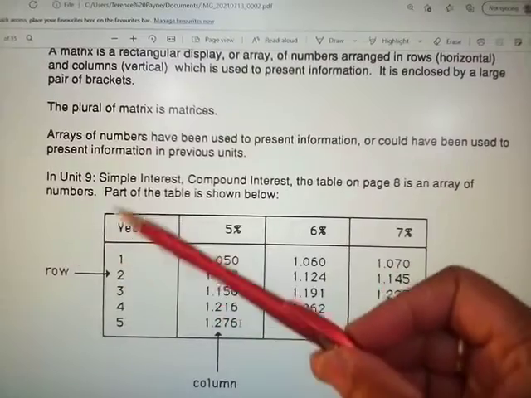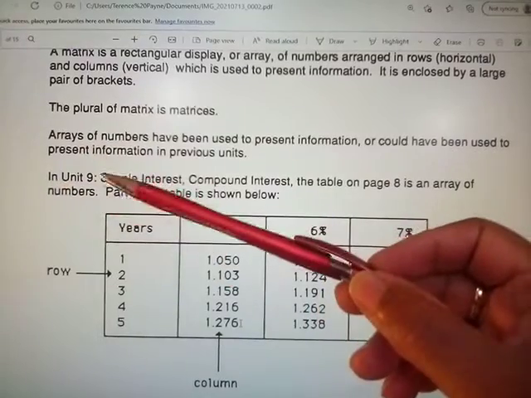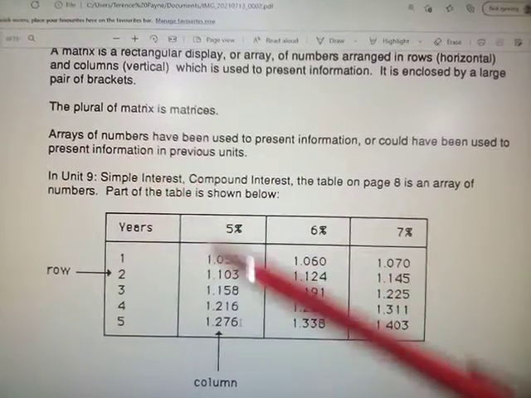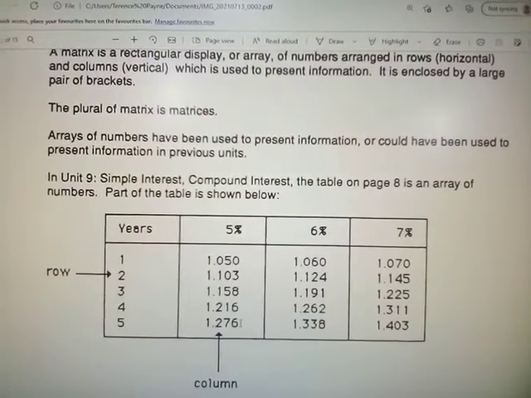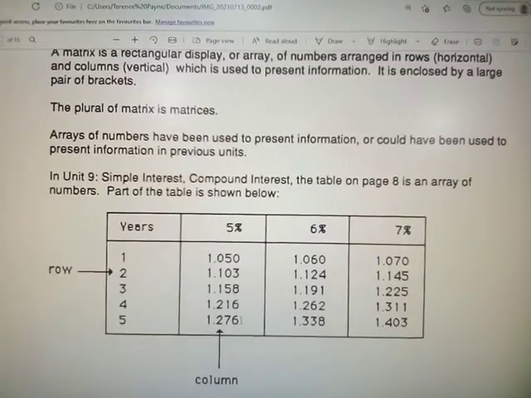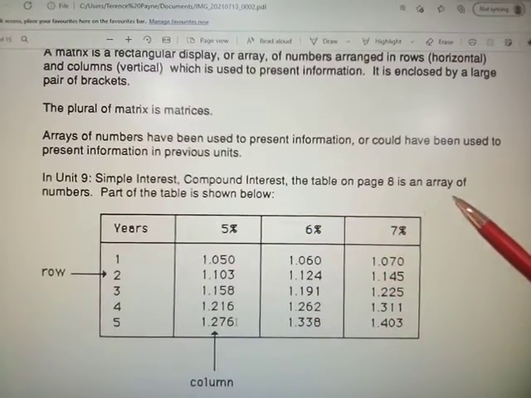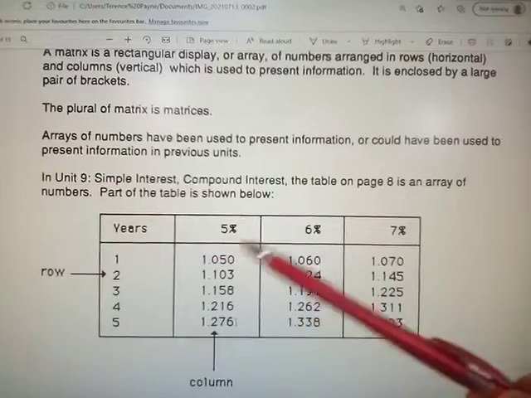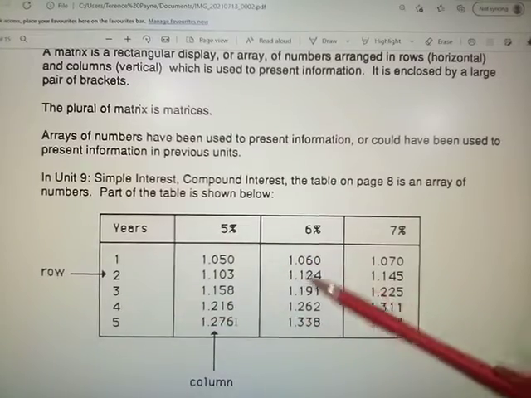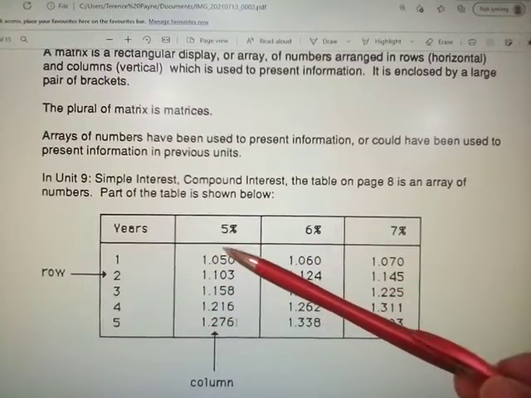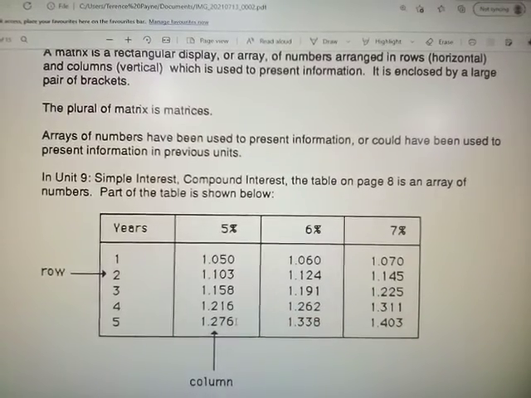Now, in Unit 9, which is not relevant to you because you haven't read Unit 9, so you don't need to worry about it, it's purely been used as a point of reference only. Simple interest, compound interest: the table on page 8 is an array of numbers. Part of the table is shown below. Years, 5%, 6%, 7%. This will be the growth in respect of your annual interest rate which would be applicable.